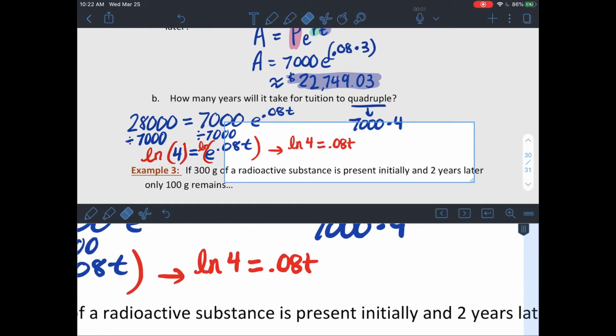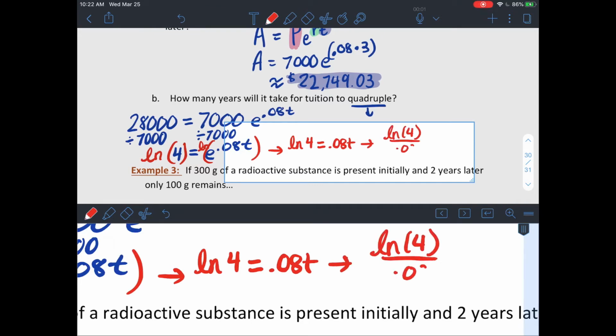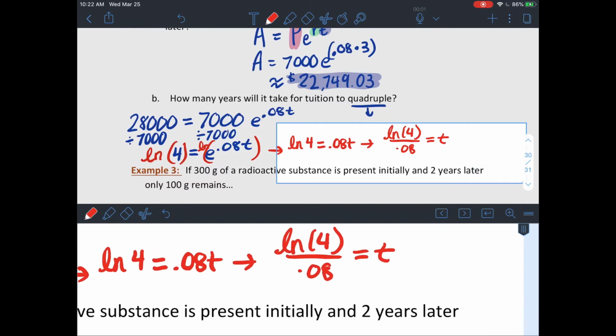Running out of space, let me erase. Divide by 0.08, and that should give you how long it's going to take for tuition to quadruple. So approximately 17 years.